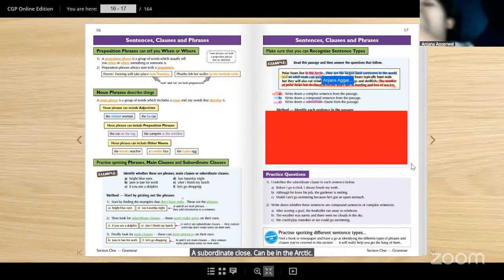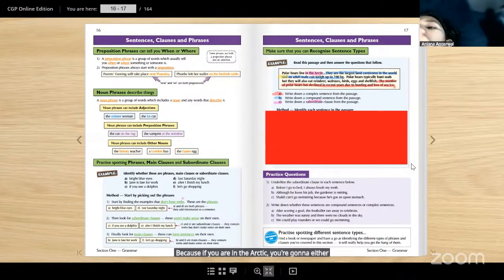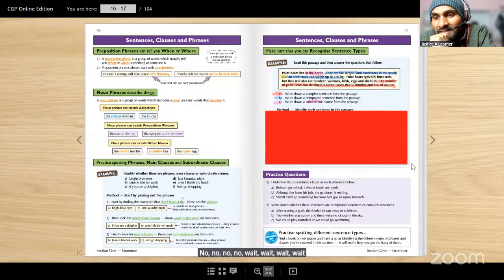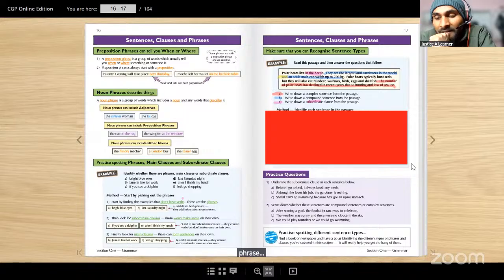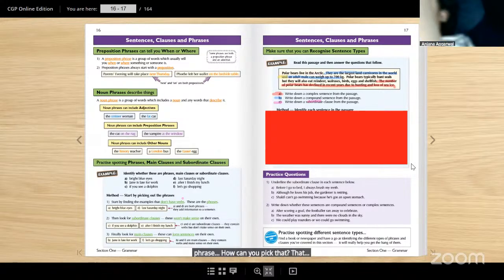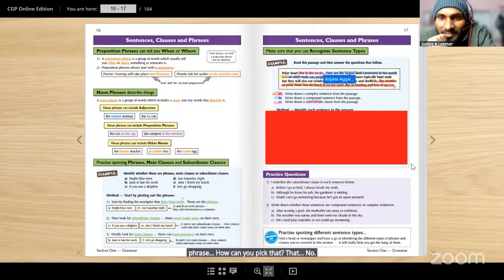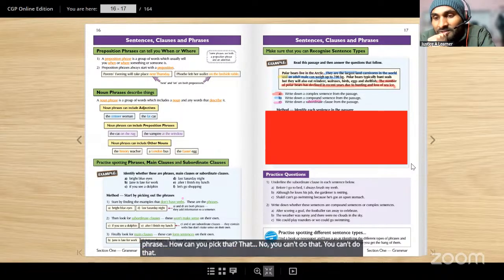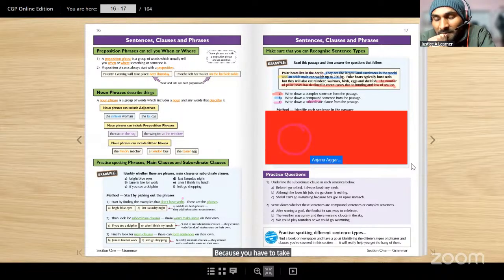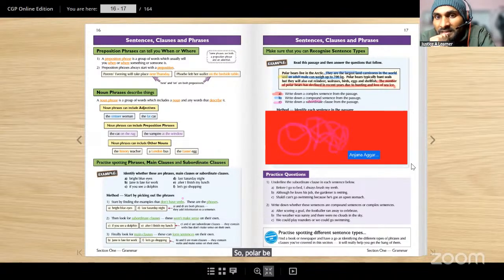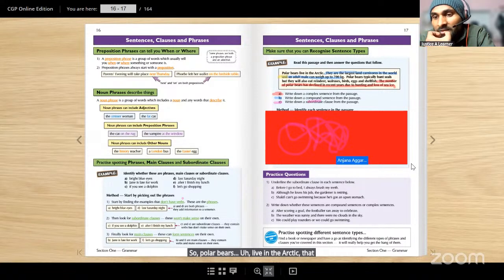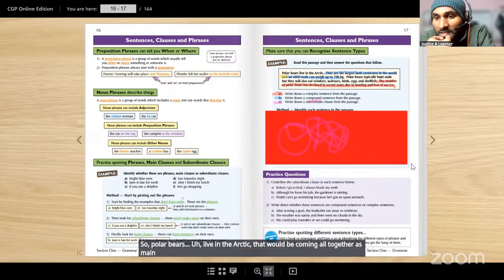Because if you write in the Arctic, you're going to have to write it first. In the Arctic is not a clause. That is a phrase. How can you pick that? You can't do that, because you have to take the subject along with it, or it will be left alone. So polar bears live in the Arctic, that all comes together as a main clause. So we can't do anything in that case. But one sentence is left.